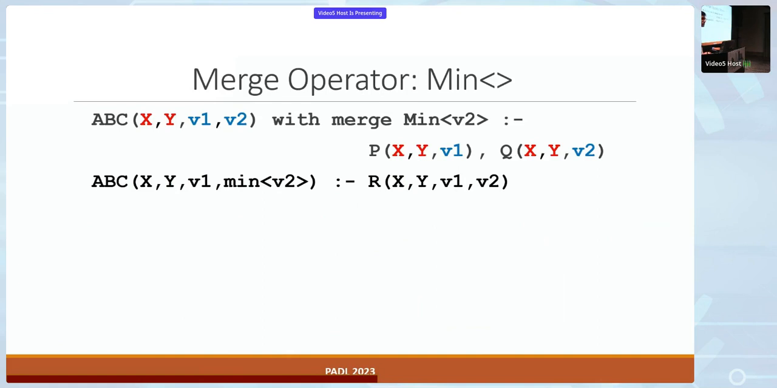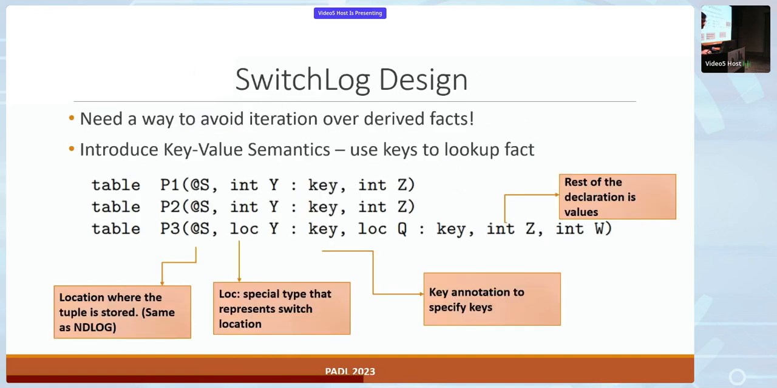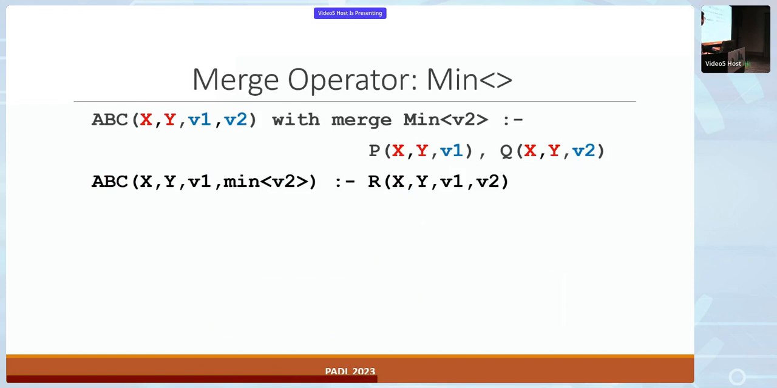So the natural question to ask when you have any key-value semantics is, what do you do if you have the same set of keys but different values, right? And so to solve this, we introduce merge operators, which I'm going to explain by way of example. So the merge operator we're going to look at is min. So the first rule is a SwitchLog rule which says ABC(X, Y, V1, V2) if P(X, Y, V1) and Q(X, Y, V2). X and Y, which are the terms in red, are keys, and V1 and V2 are values. And you have merge min.